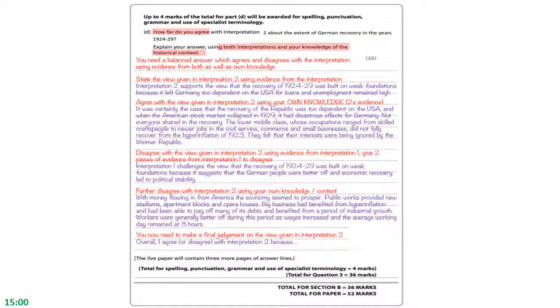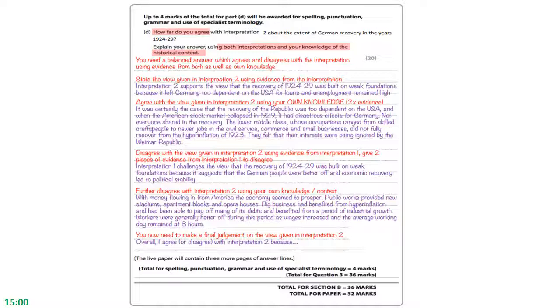Interpretation 2 supports the view that the recovery of 1924 to 1929 was built on weak foundations because it left Germany too dependent on the USA for loans and unemployment remained high. Great. Okay. Agree. Give reasons to agree. You've got to be balanced here. So first of all, let's find reasons to agree with interpretation 2. We can disagree with it later on, and we should. We need to be balanced. But for now, let's find reasons to agree with it.